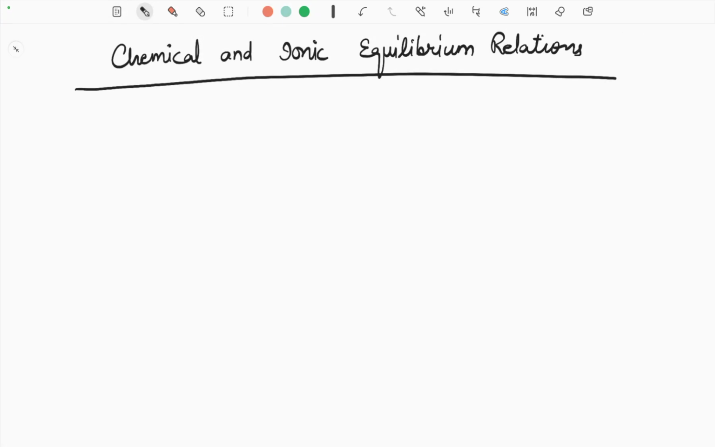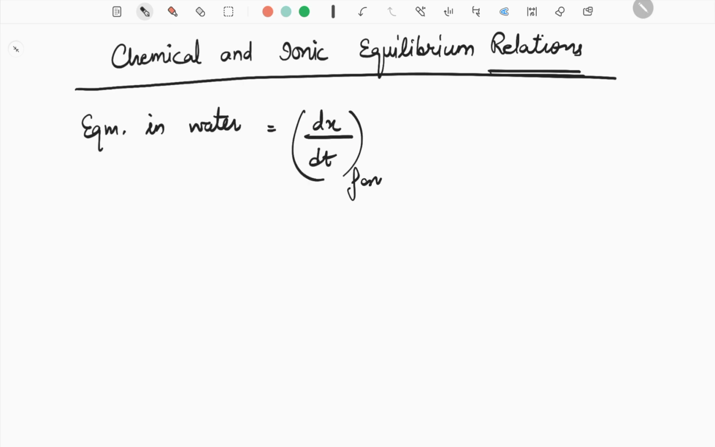Chemical and ionic equilibrium relations in a single lecture. So basically, at equilibrium, dx by dt for the forward reaction is equal to dx by dt for the backward reaction.